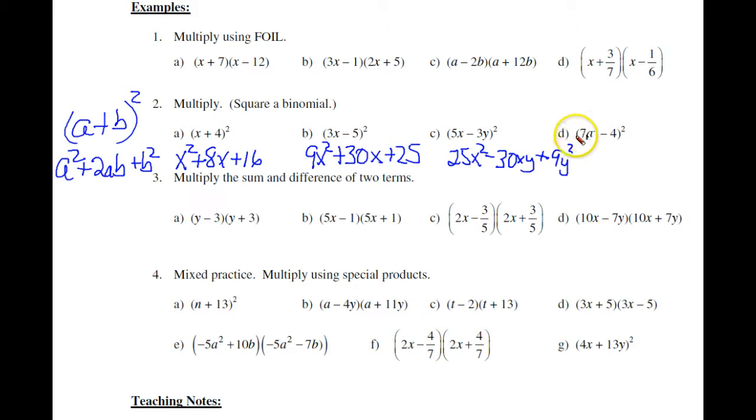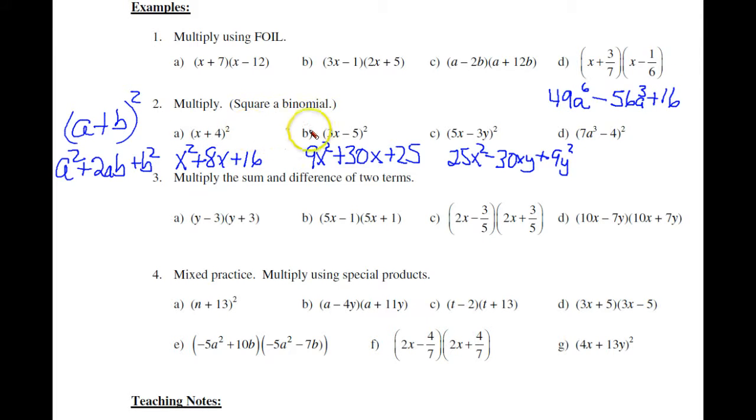Now square this. 7 times 7, 49. A to the 6th. Multiply these two together. It's going to be the negative 28, double it, 56, a to the 3rd. And now square this. Negative 4 times negative 4, a positive 16.